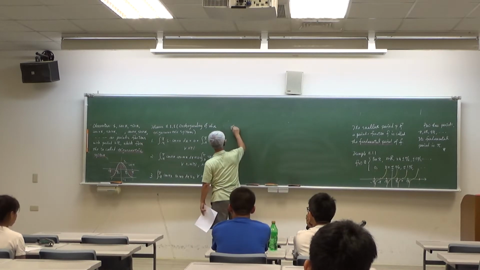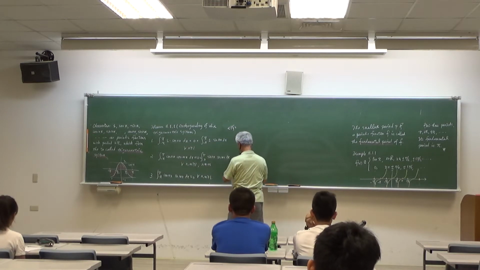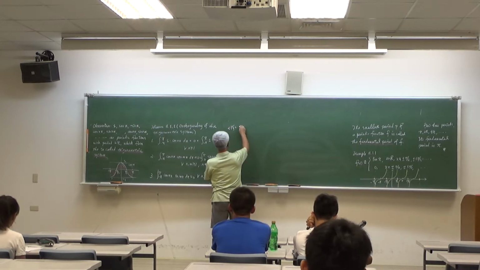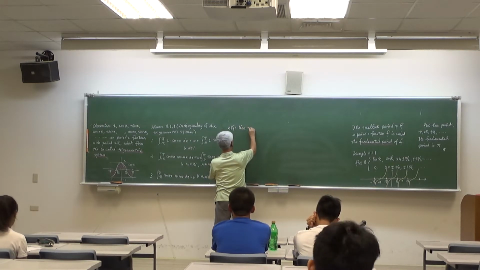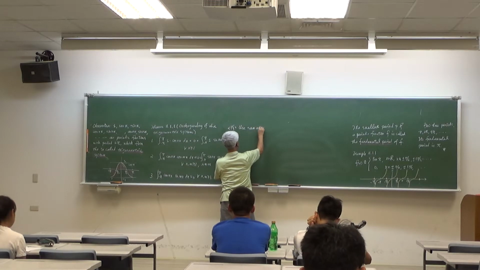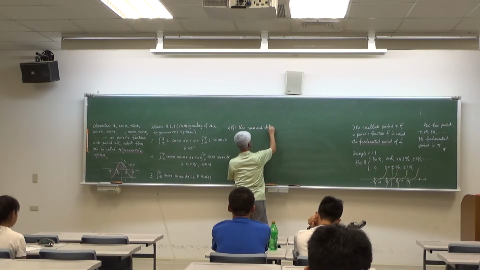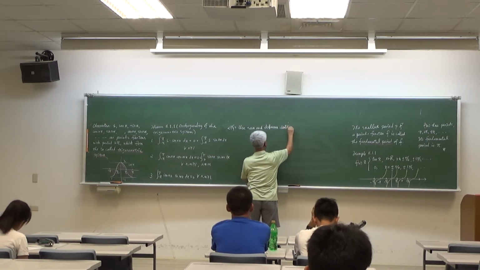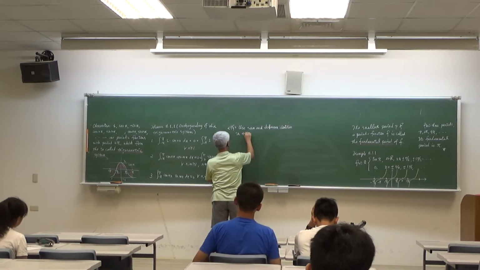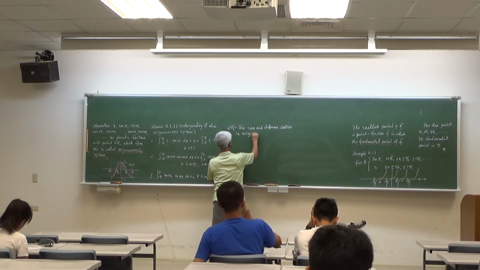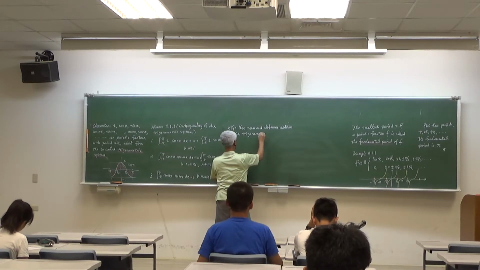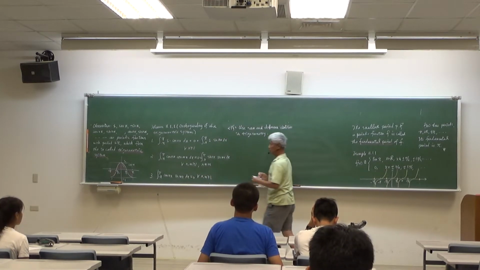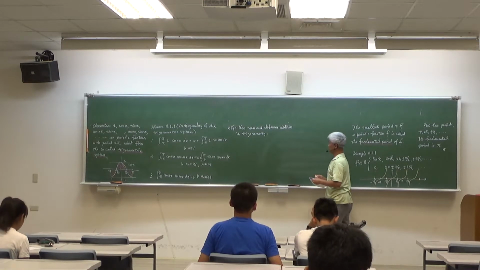And the proof is quite simple. Okay, we use the sum and the difference identities in trigonometry. Okay. Right? So what are the sum and difference identities?